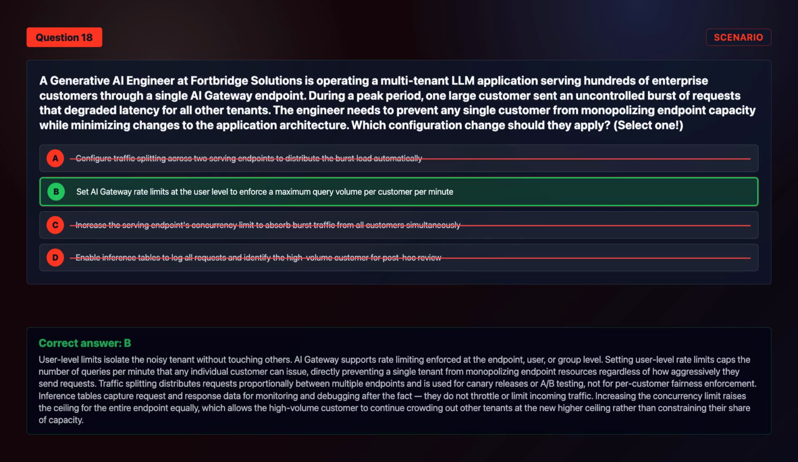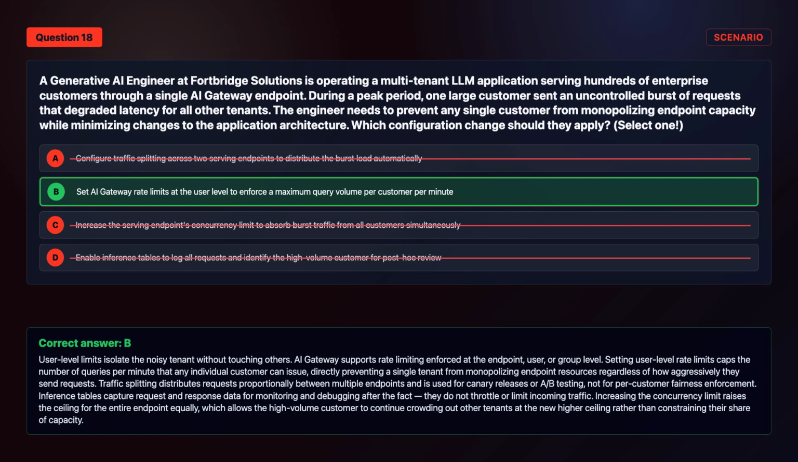The correct answer is option B. User-level limits isolate the noisy tenant without touching others. AI Gateway supports rate limiting enforced at the endpoint, user, or group level. Setting user-level rate limits caps the number of queries per minute that any individual customer can issue, directly preventing a single tenant from monopolizing endpoint resources regardless of how aggressively they send requests.